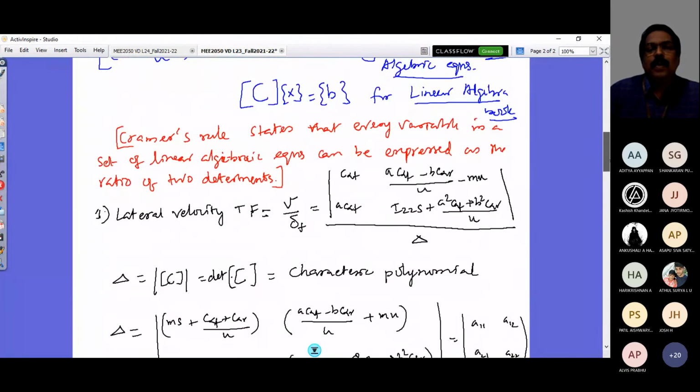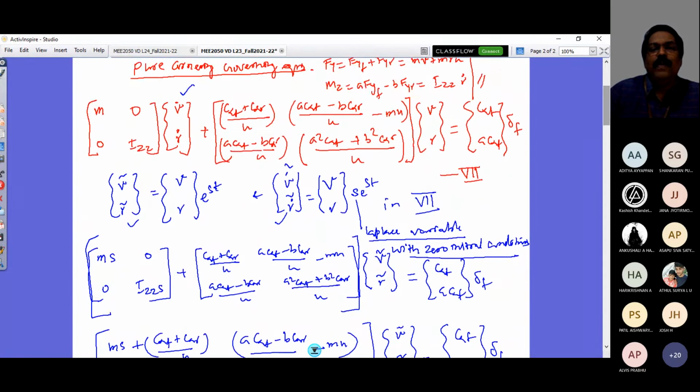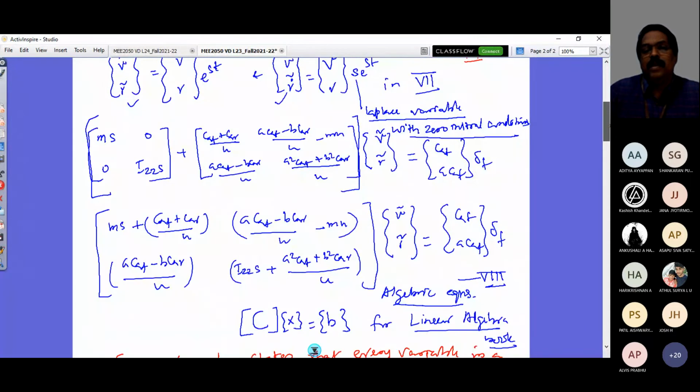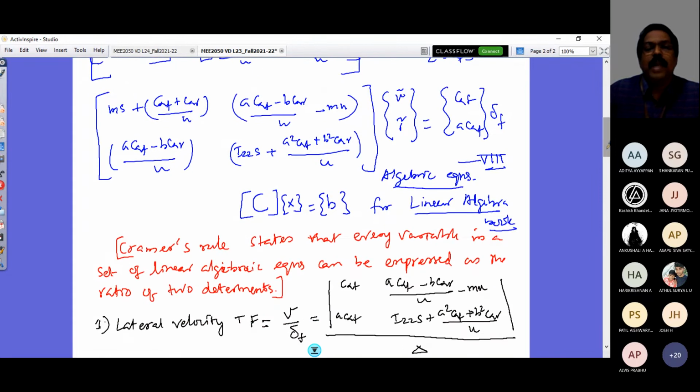To apply the Cramer rule, what is needed is for your governing equation to be represented in an algebraic form. For that, I just substitute this trial solution. When you substitute this trial solution, you see there are two simultaneous equations of two state variables, and those become two algebraic equations, C times x equals b, where these are two simultaneous equations of variables v and r. So I can represent these values of v and r by applying Cramer rule from linear algebra.